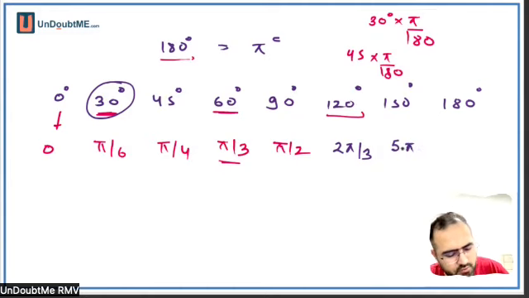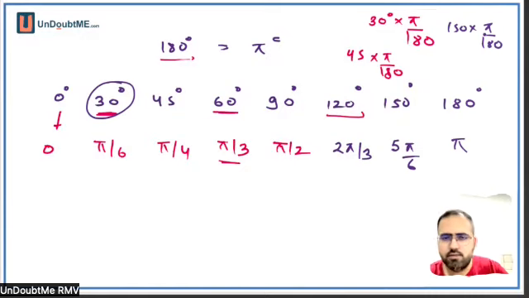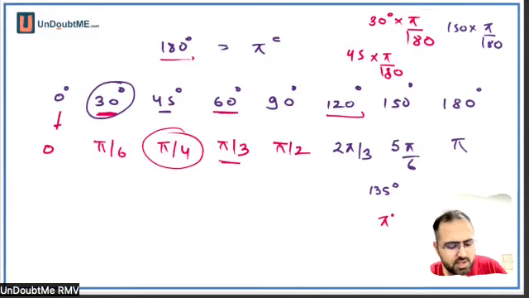So we can write it down as 5 times pi by 6 for 150. And then 180 will be pi only. Wherever there is a doubt, you can just feel free to do this and you'll get the answer. Okay, there is one angle which I missed in between. That is 135. 135 is a multiple of 45. That is 3 times. So 45 is pi by 4, so it will be 3 pi by 4.